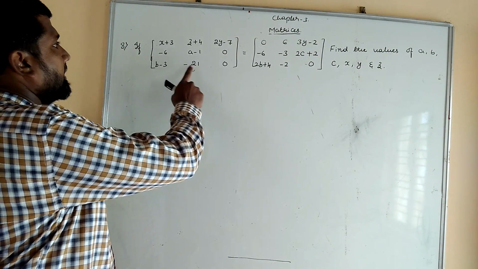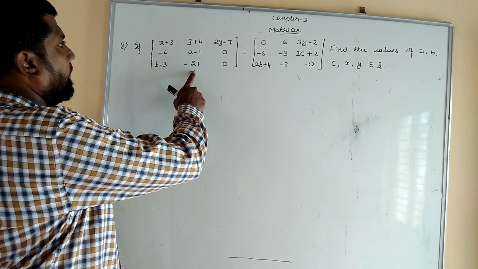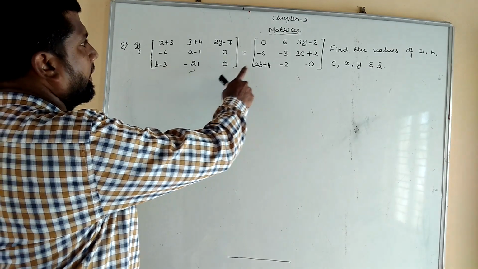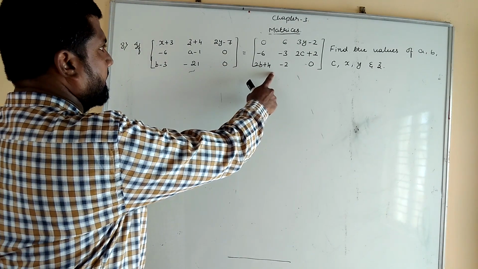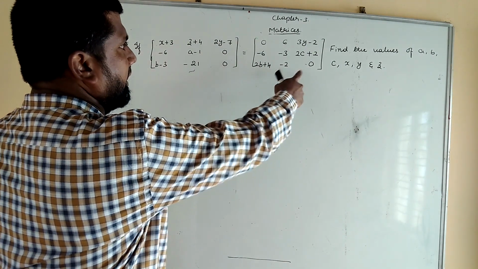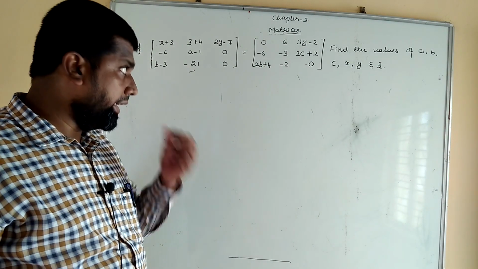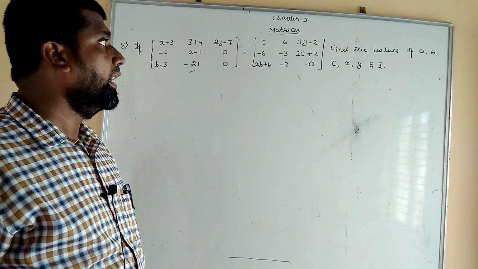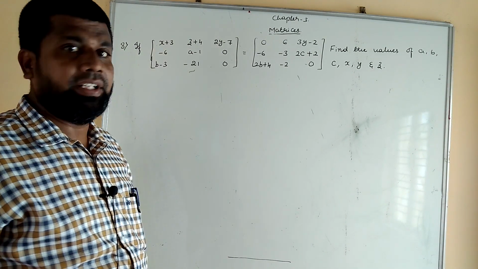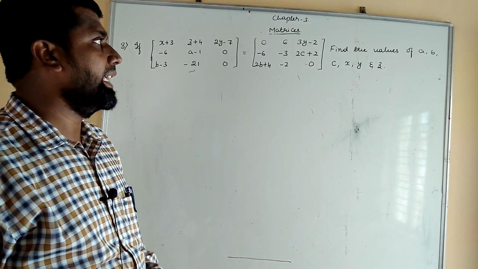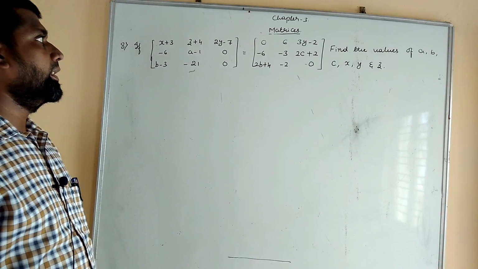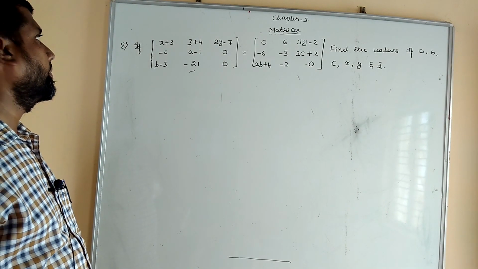He has given a matrix of order 3 cross 3 that is equal to another matrix, which is of order 3 cross 3. We have to find the values of a, b, c and x, y, z by equating the two matrices.